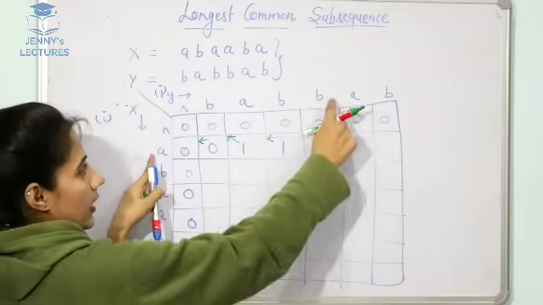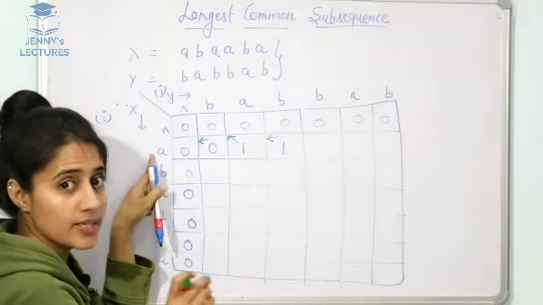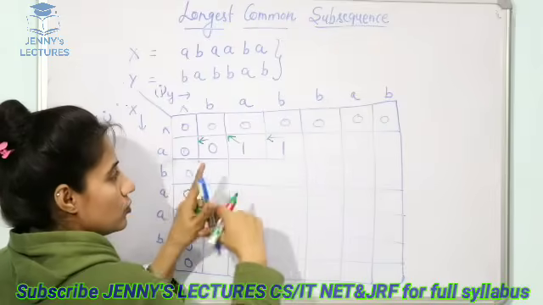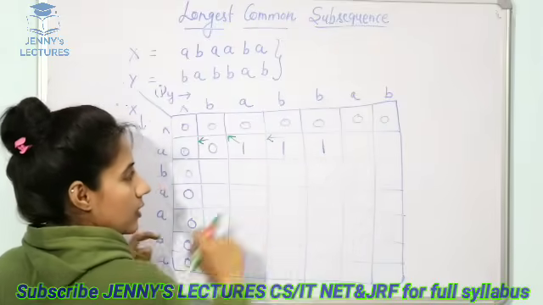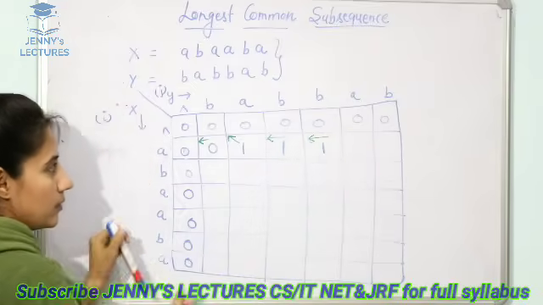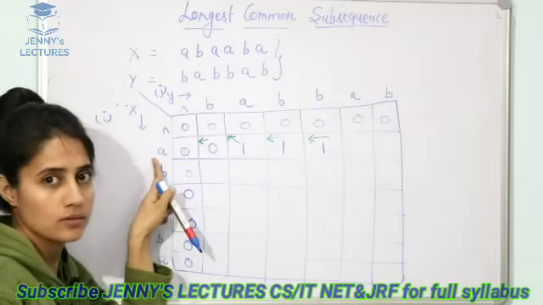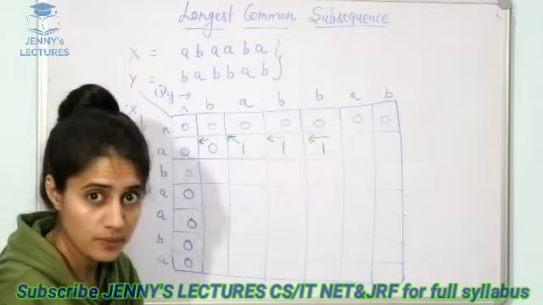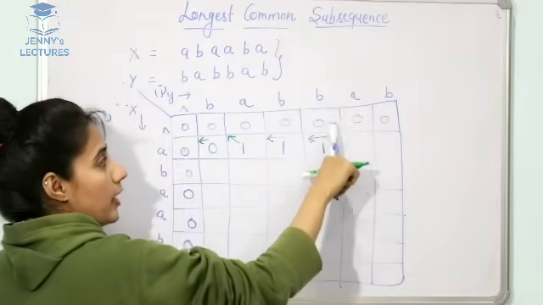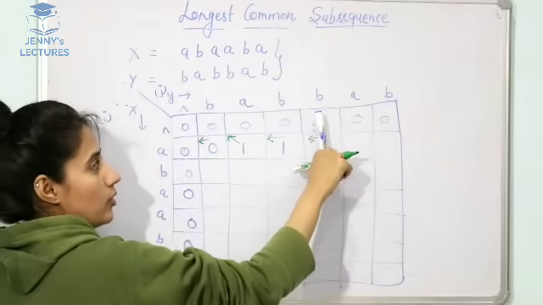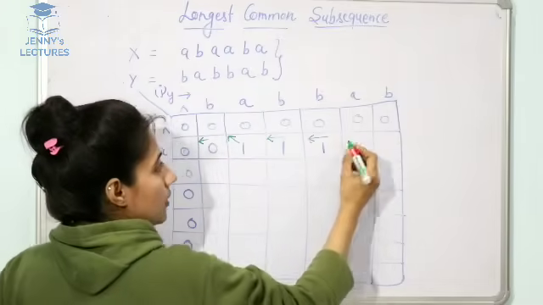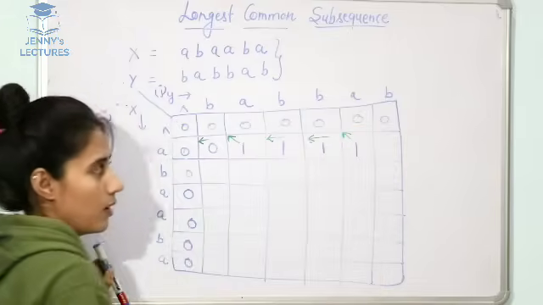Fill out this one, A and B. These are also not same. If not same, in that case what will you write down here? Maximum of this one or this one. Maximum is what? 1. And we have taken this 1 from here only. Next is this A and A. Now this A and this A both are same. In that case, how will you fill out this value? 1 plus the upper diagonal value. What is the value in the upper diagonal? 0. Then 1 plus 0 is what? 1. Fine. And we have taken this 1 from this upper side.